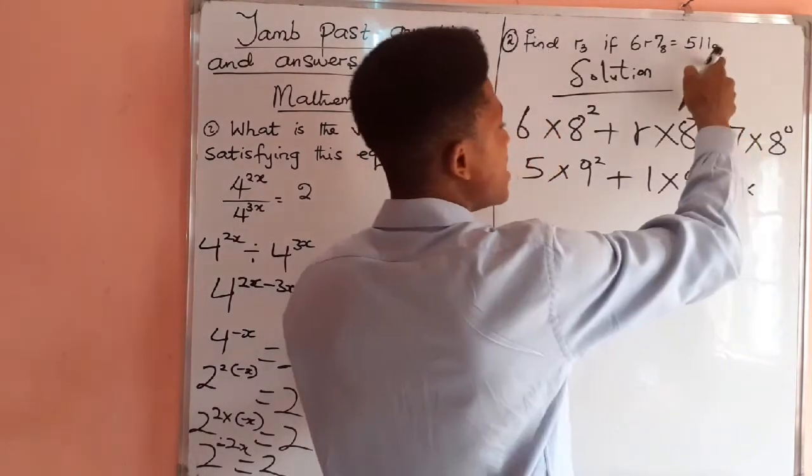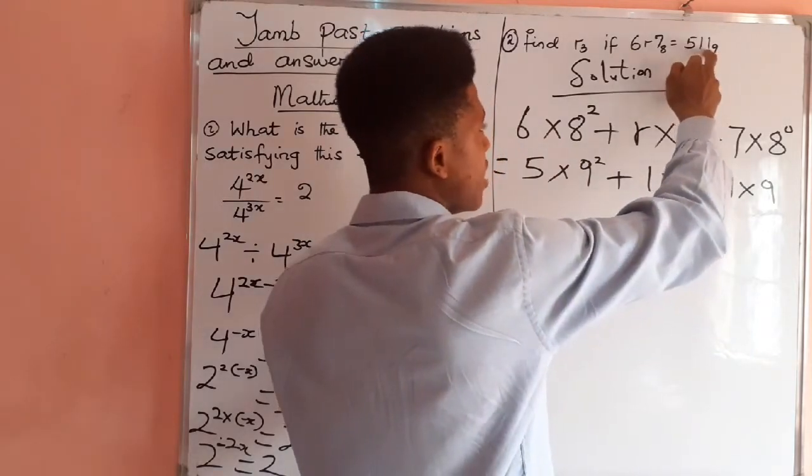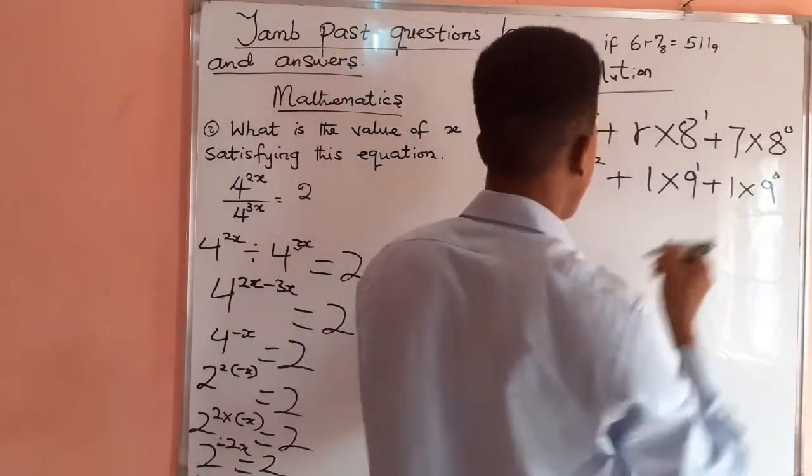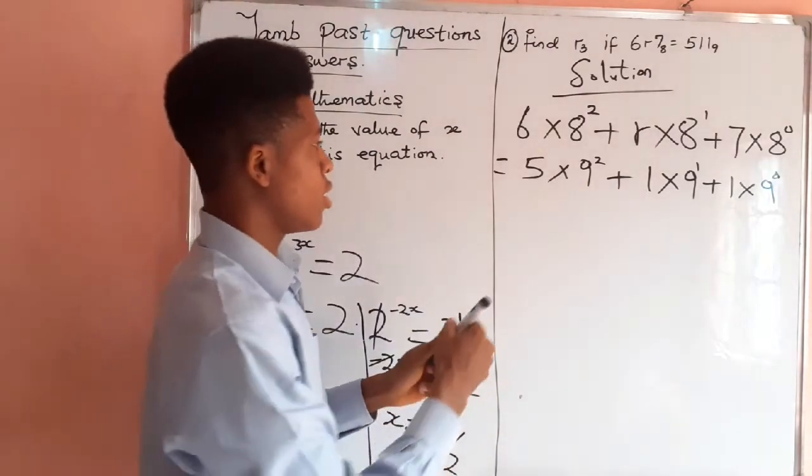1 comes after 1 here. Times our base, which is 9, raised to power what? What comes after this last digit here? Nothing. So raised to power 0. Of course, if you have this will be what?